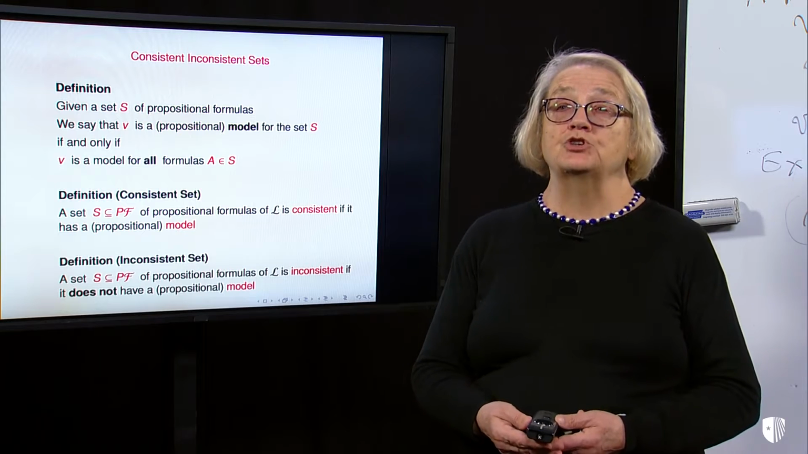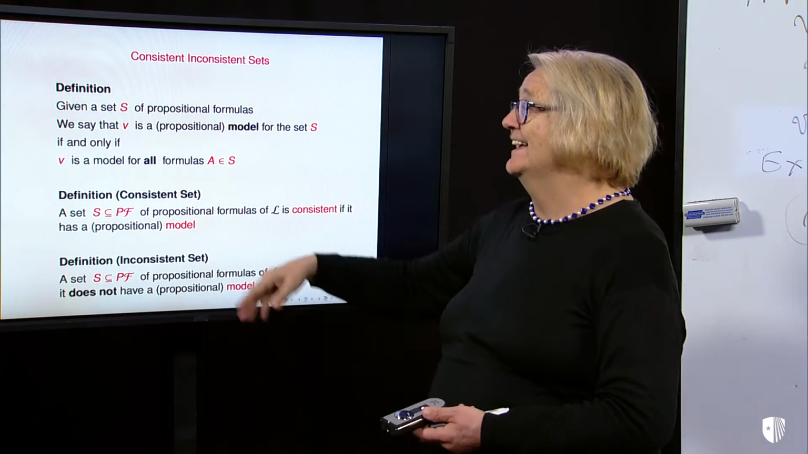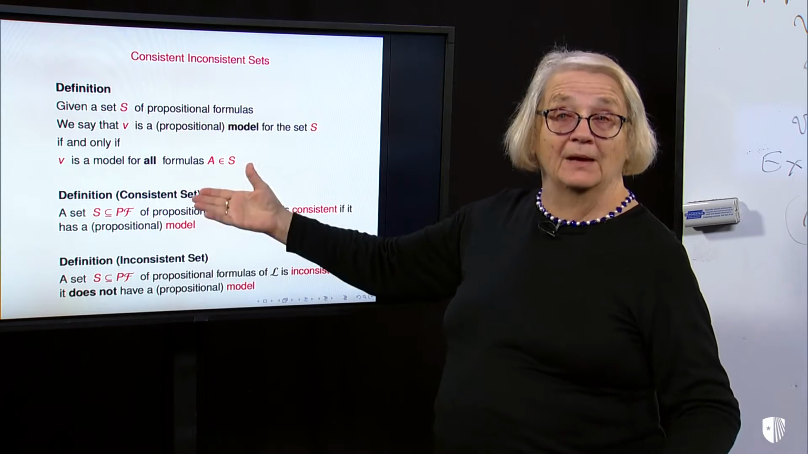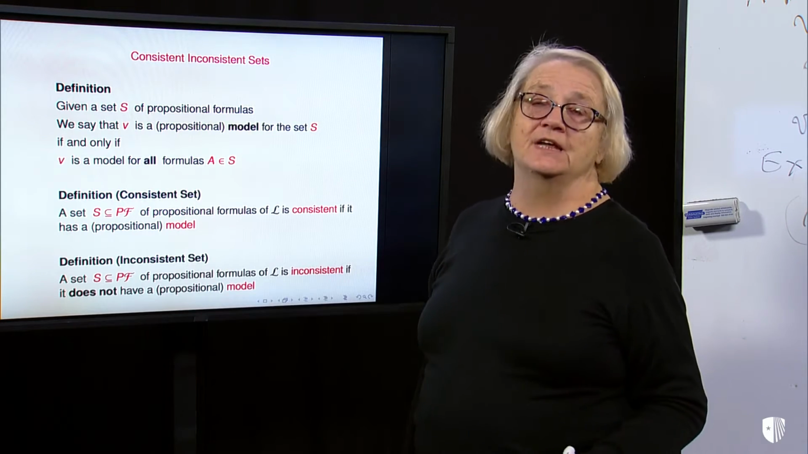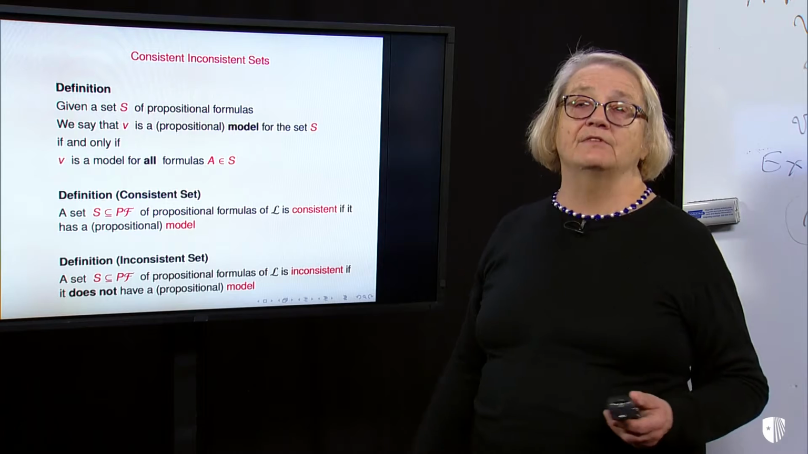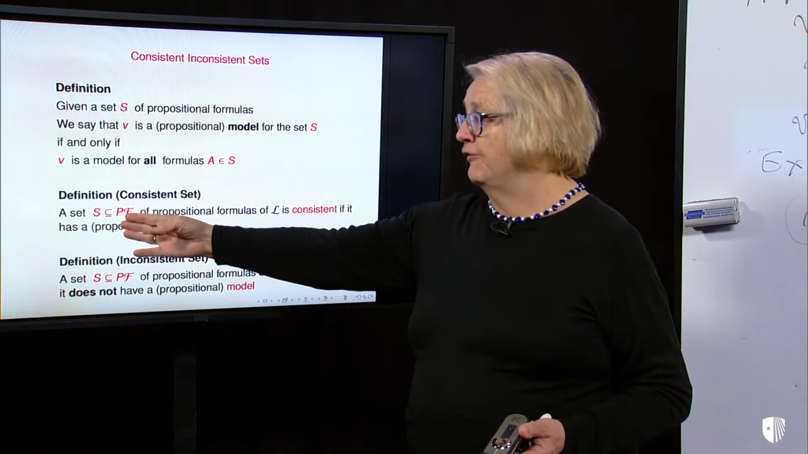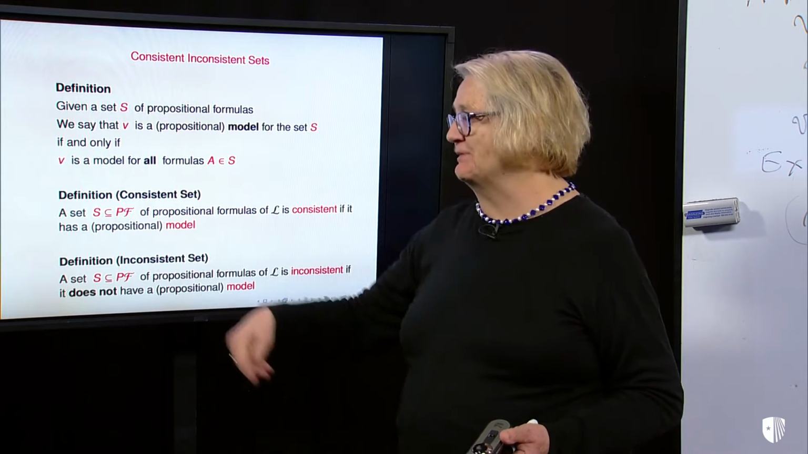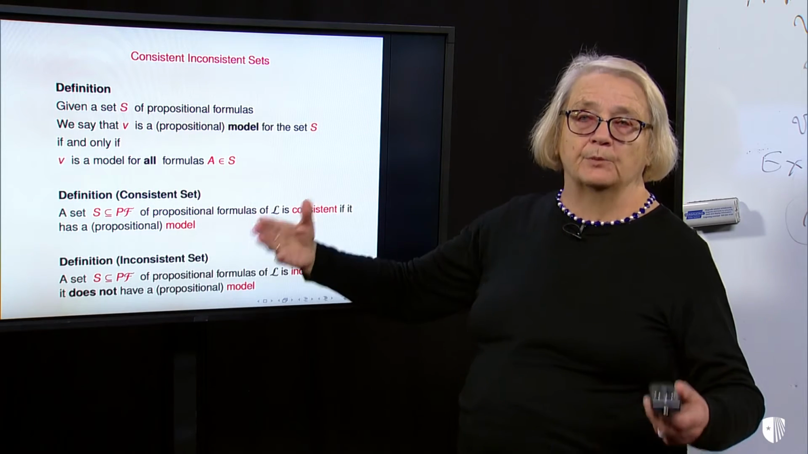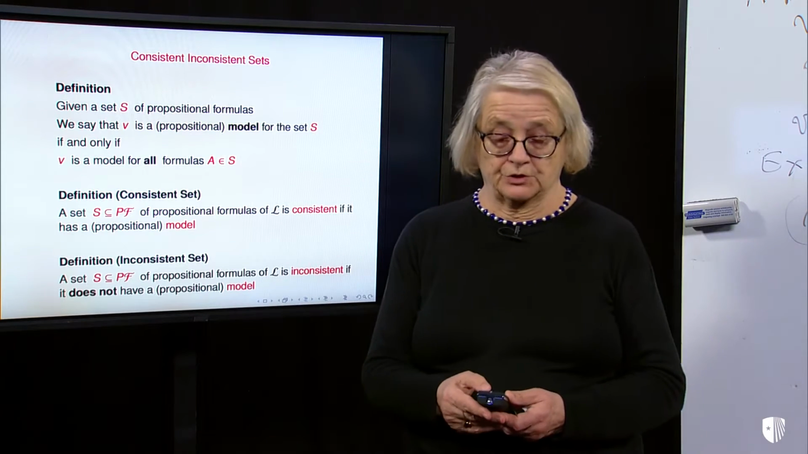Now we say that for propositional formulas in predicate logic, V is a propositional model of the set of formulas, the same definition as we had in the real propositional case. V is a model for all formulas. And we have the definition of a consistent set, which we'll be using a lot: a set of propositional formulas is consistent if it has a model. It means a propositional model, and an inconsistent set is one which does not have a propositional model.